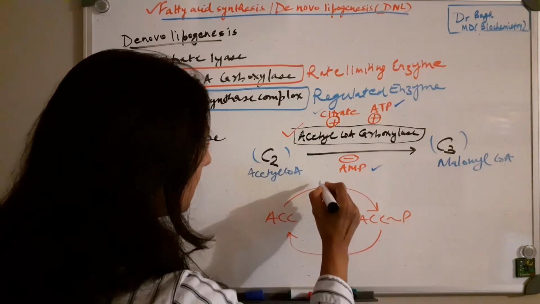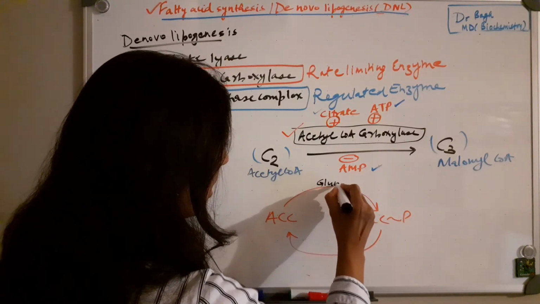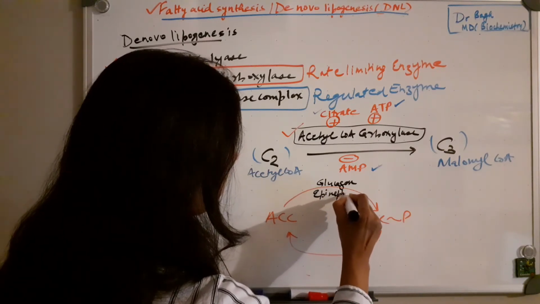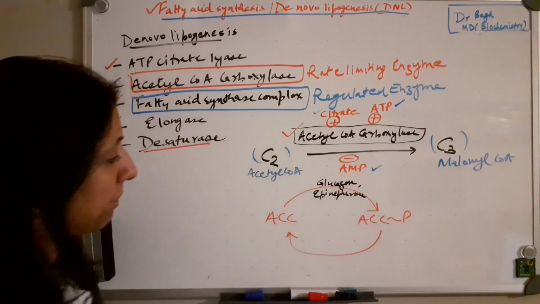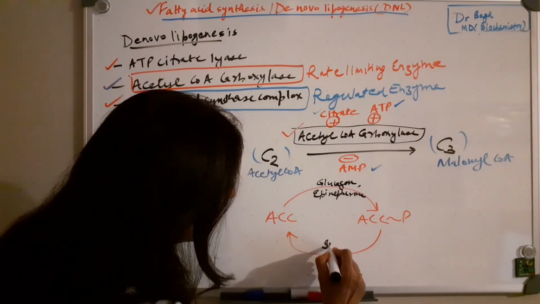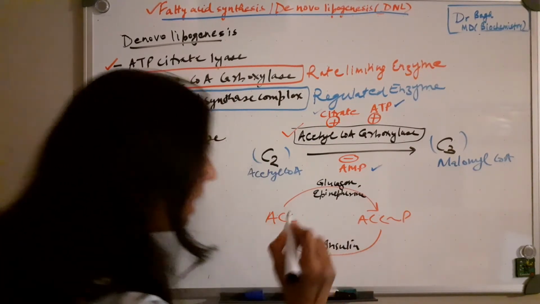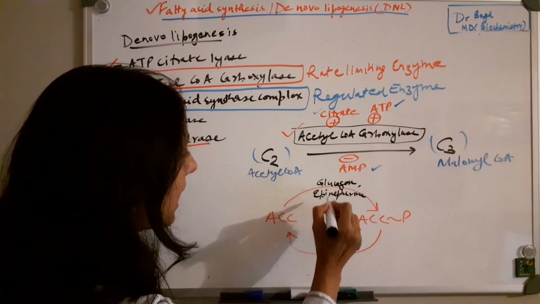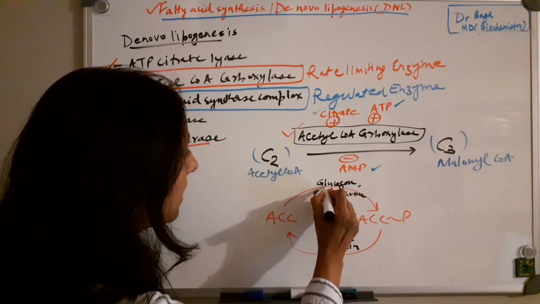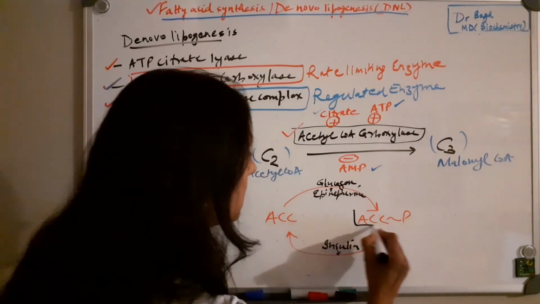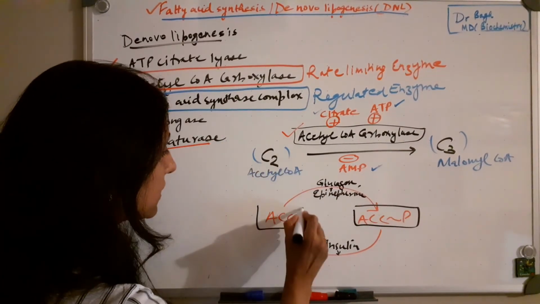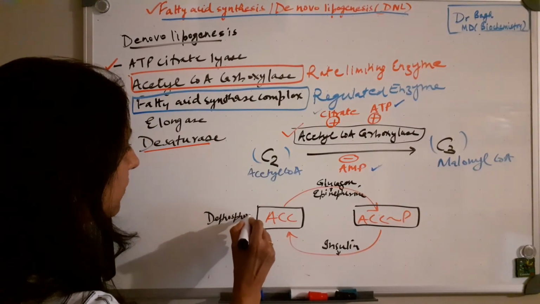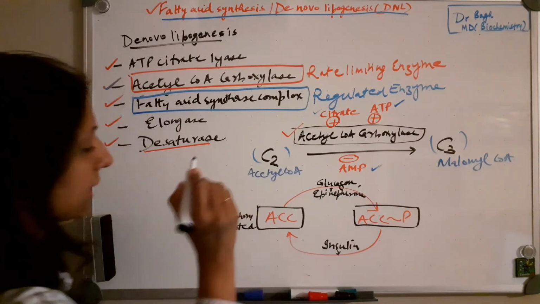And who always does the phosphorylation? Glucagon or epinephrine. Who does the phosphorylation? Glucagon and epinephrine. And who always does the dephosphorylation? Insulin. Please know that insulin always and always dephosphorylates the key enzyme, whereas glucagon and epinephrine phosphorylate the key enzyme. This is the phosphorylated form, this is the dephosphorylated form. Dephosphorylated means there is no phosphate attached to it.